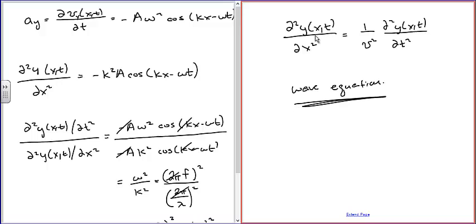So anytime you have a wave, or anytime you end up with this relationship between the second derivative with respect to x and the second derivative with respect to time, then you can assume that the function or the behavior is going to be periodic in some nature. It doesn't have to be sinusoidal, it just has to be periodic. Okay, so that's the basic idea here.